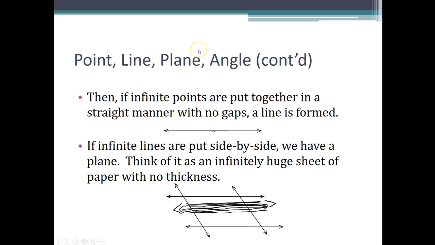But I hope you're starting to see why these are undefined terms, because you really can't point to something and say, well, by definition, this is what this is. You can describe it, you can draw representations of it, but can't truly have it. But these are the essence of where we start with geometry.